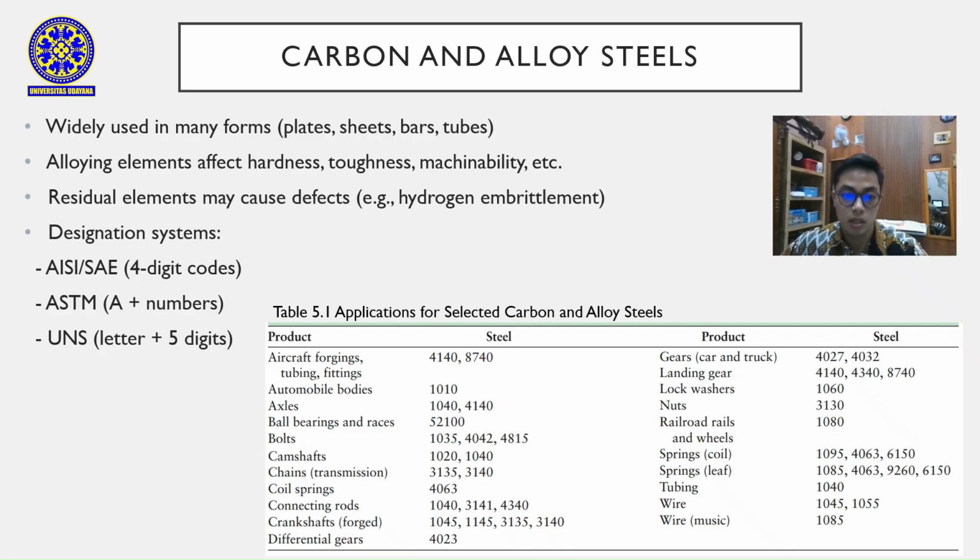This table shows different steels are used based on their carbon content. The low carbon steels are soft and ductile, used for panels and pipes. Medium carbon steels are stronger, used for shafts and gears. And high carbon steels are hard and wear resistant, used for tools and springs. Alloy steels with elements like chromium and nickel are used for high performance parts such as aircraft and power components.